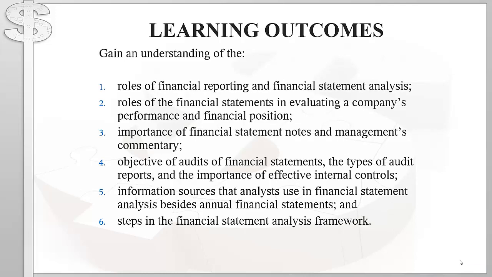There are 6 learning outcomes of this reading. We first look at the roles of financial reporting and financial statement analysis. We then look at the role of financial statements in evaluating a company's performance. We look at the importance of financial notes and what they mean. We then look at the different types of audits and their importance. We look at some of the information sources that analysts use other than the financial statements. And finally, we look at the 6 steps in the financial statement analysis framework.